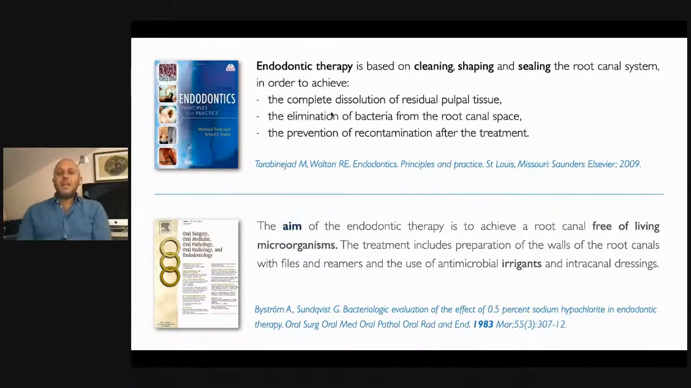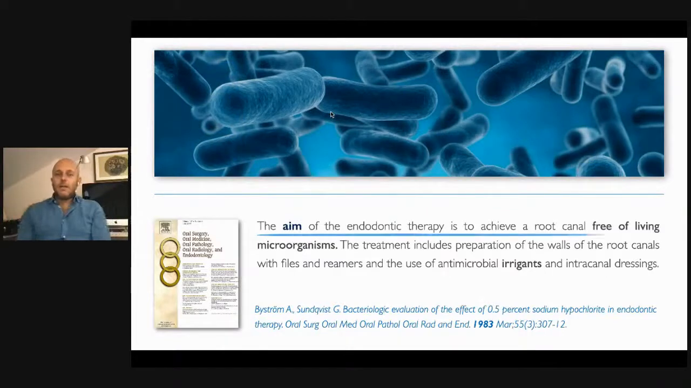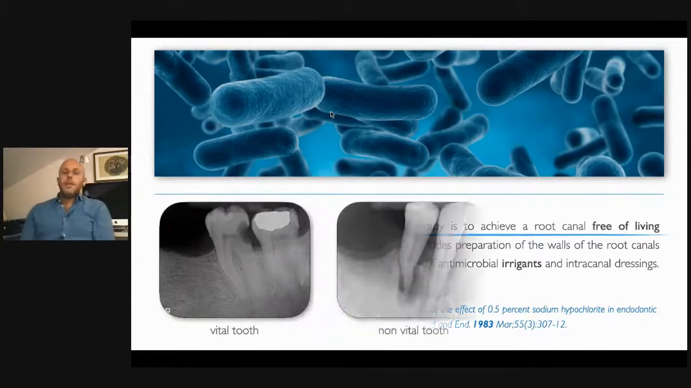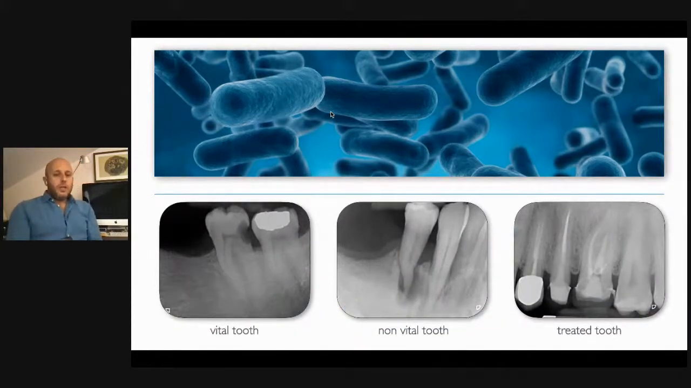And we can do it mainly with irrigating solution, because bacteria, pathogens, and microorganisms can be considered the cause of failure of each endodontic treatment. So we have to remove them from the root canal space in the best way possible. In each kind of case, when we treat a vital tooth, a non-vital tooth, or a previously treated tooth, we can find different kinds of bacteria and different amounts of bacteria inside the root canal space.